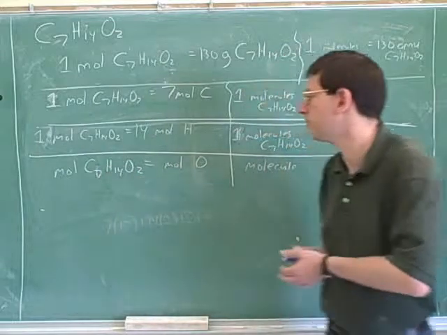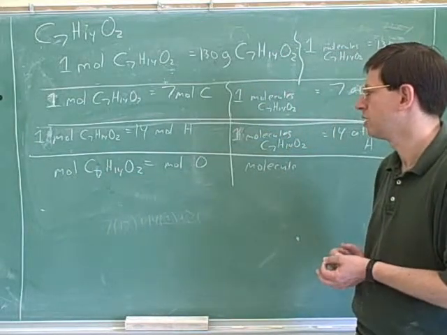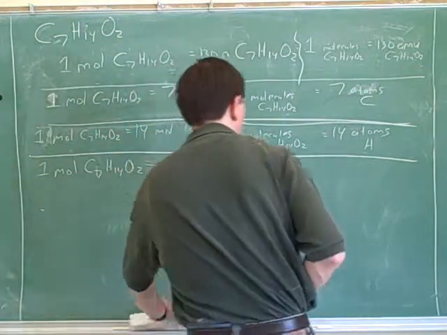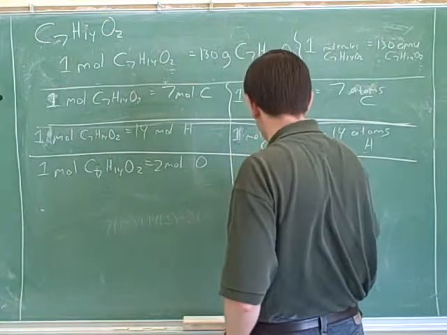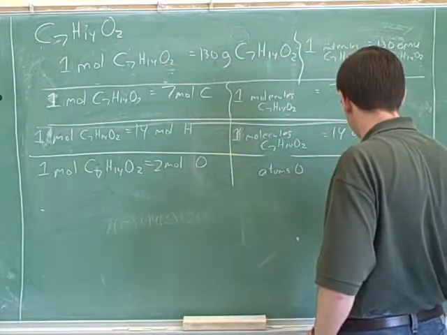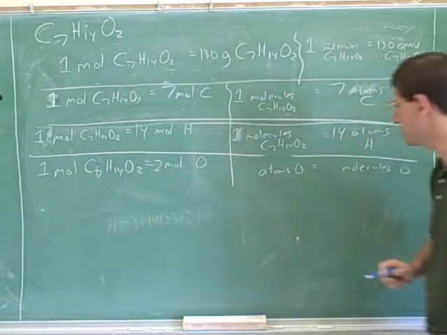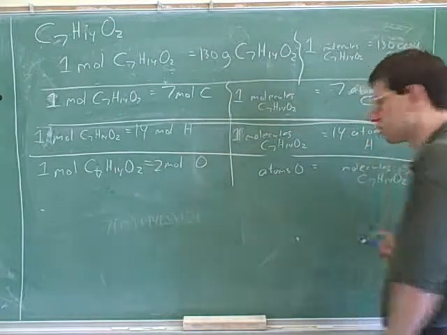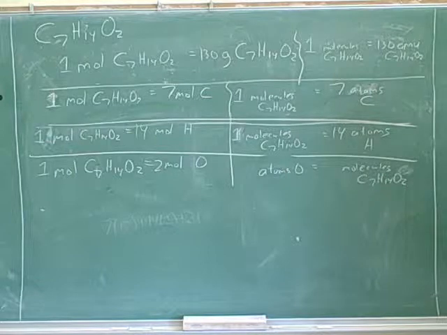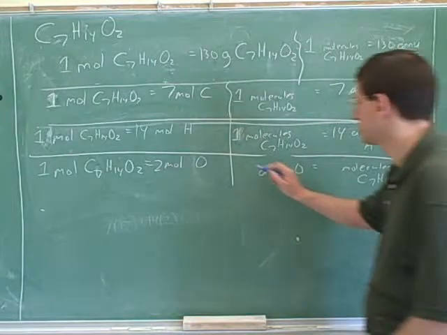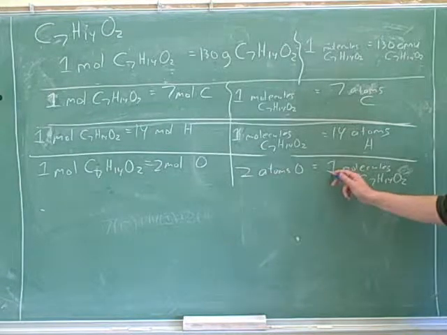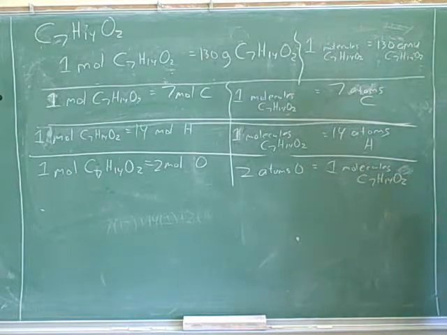So let's try doing this conversion, or this equivalency. What would this equivalency be? 1 mole of C7H4O2 is 2 moles of oxygen. And what would this equivalency be? Whoops, that didn't make any sense. Let's try again. 2 atoms of oxygen is 1 molecule of C7H4O2. Good. So you have to be careful where you put the number 1. The number 1 here logically goes with the molecules, not with the atoms.